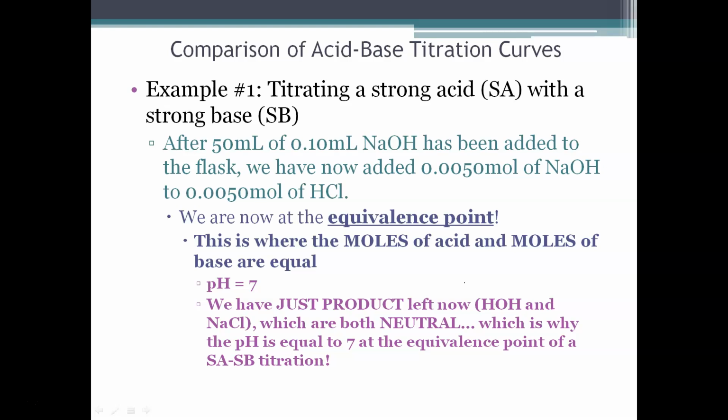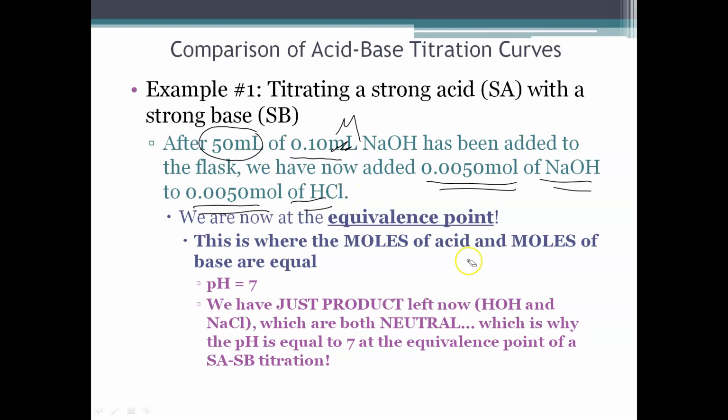All right? So let's add 1 more milliliter of NaOH. So we're at 50 milliliters of it. 50 mils of 0.1 molar NaOH has been added to the flask. If you do the math from the previous slide, I'm not going to do it all over again. We added 0.0050 moles of NaOH, and our initial moles of HCl was 0.0050. So we've added exactly the same amount of moles, that's key, moles of base and acid.